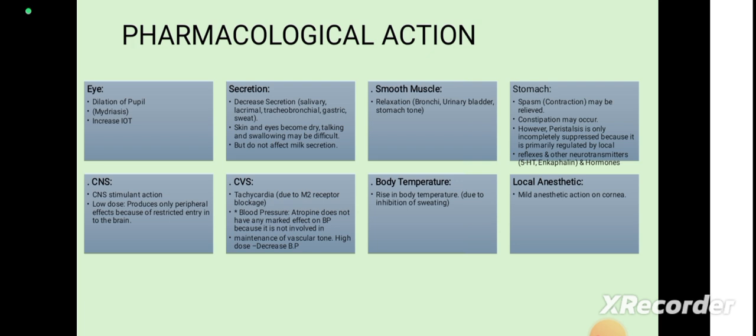The next is body temperature: rise in body temperature due to inhibition of sweating.